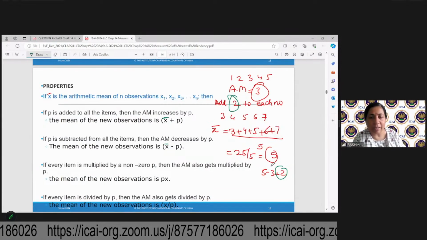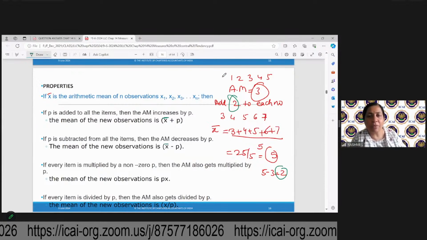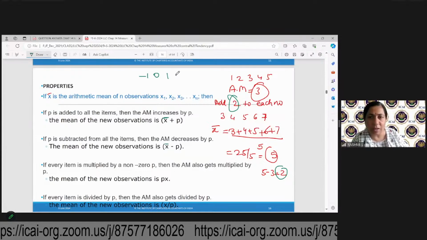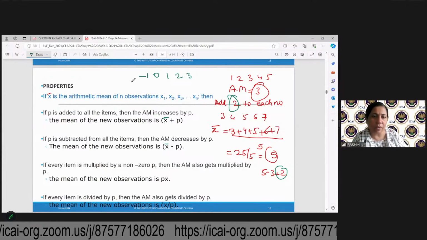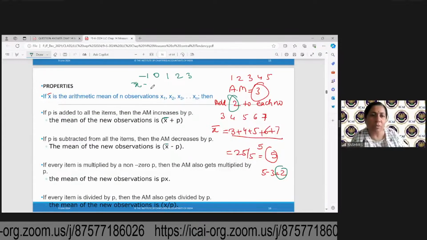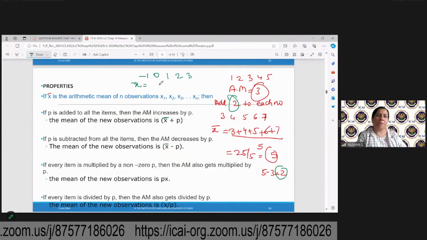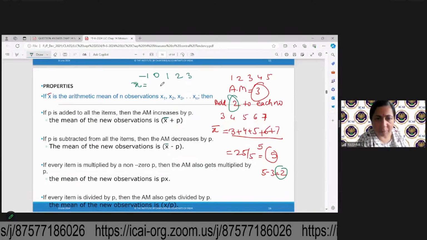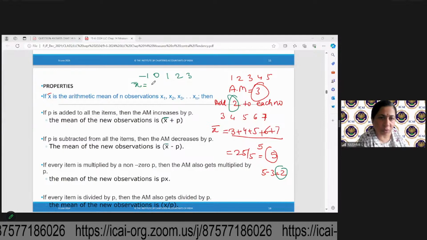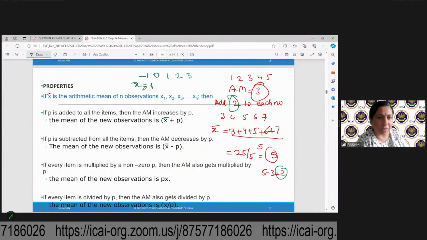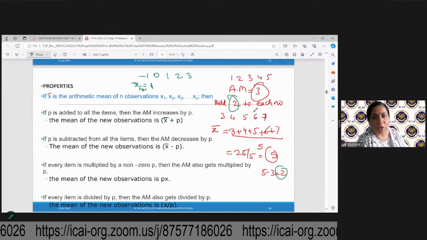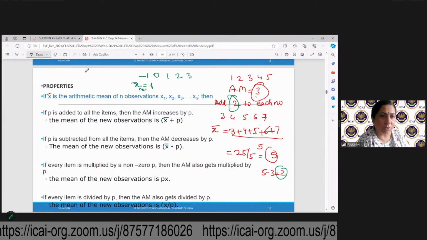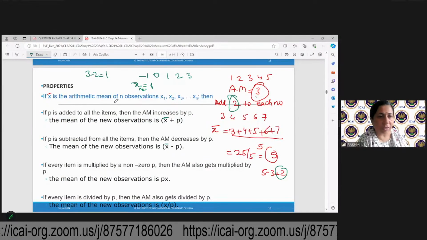So in this case, what would have happened if I had decreased the numbers by 2? So 1 minus 2 is minus 1, then 0, then 1, then 2, and then 3. Now if I want to find the new x bar, how much will this be? The average is equal to 1. The new x bar is 1, and the old x bar was 3. So 3 minus 2, I am getting 1. So this is also verified.